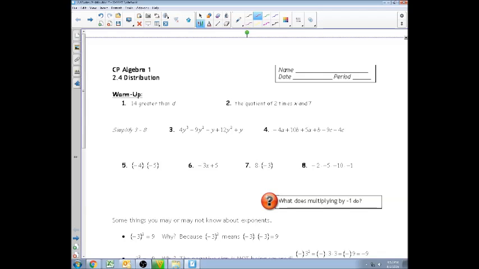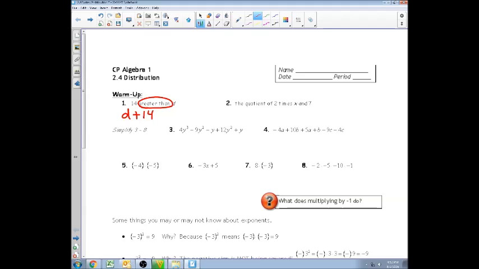Number 1, 14 greater than D. Remember, when it's greater than, that means we're making it larger, so it's going to be addition. Than tells us we need to switch the order, so it will be D plus 14.